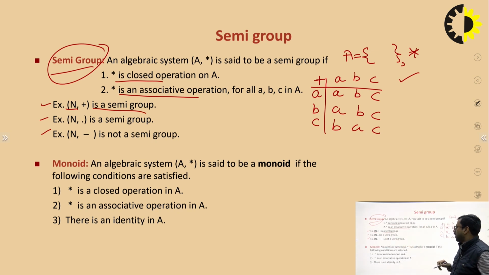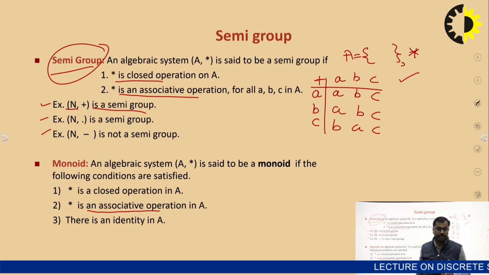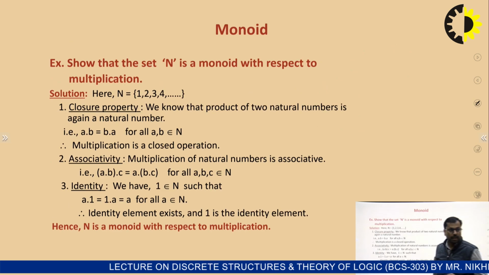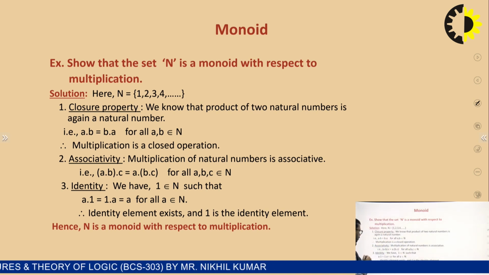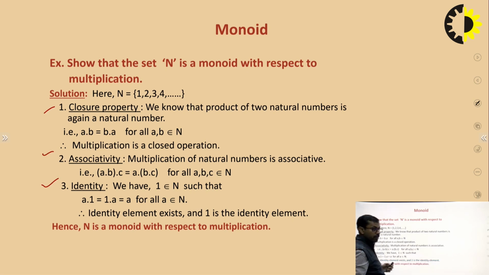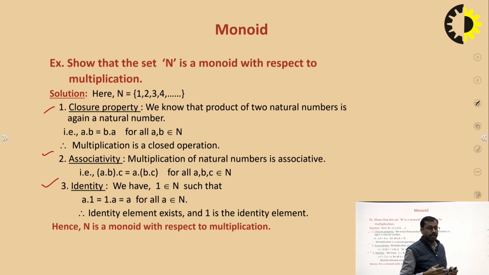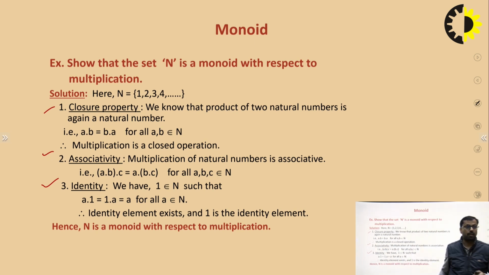What is a monoid? An algebraic structure A comma star is said to be a monoid if it satisfies the following conditions. The first one is the closure property, the second one is the associative property, and the third one is the identity element, that is the existence of the element. These properties were already discussed in the previous slide. This is the example that we have discussed: if the closure property, associative property and identity property are satisfied in an algebraic structure, then we can say that it is a monoid.